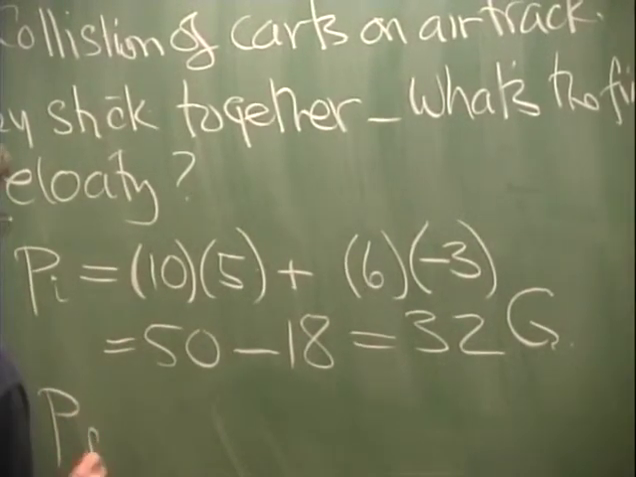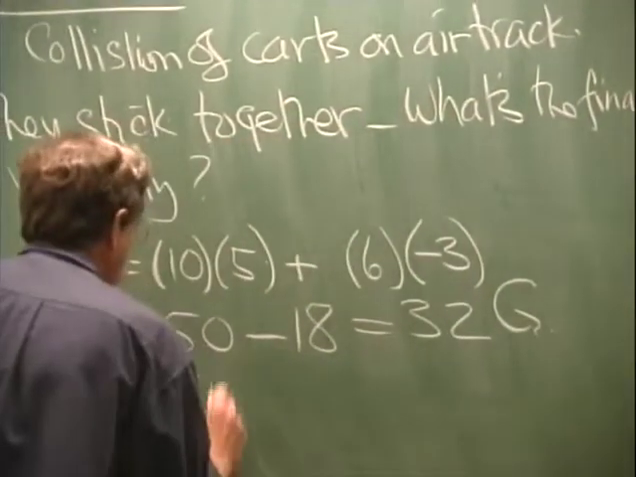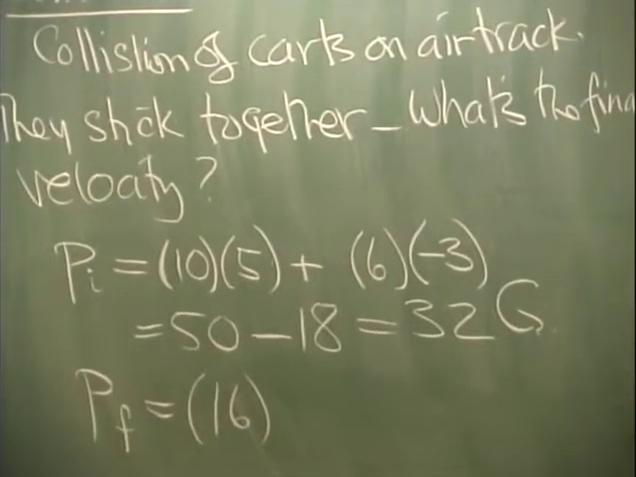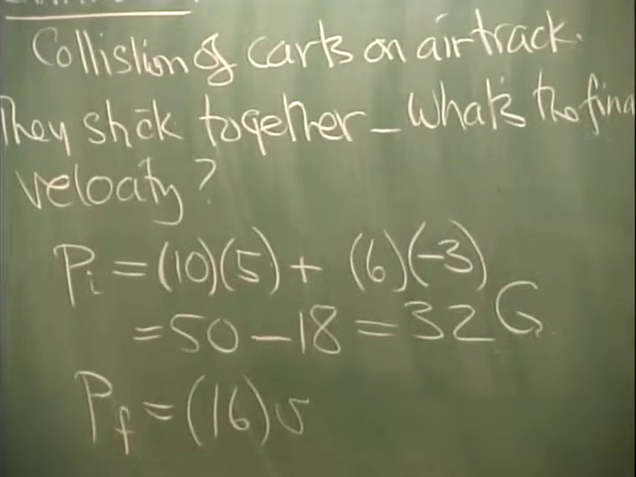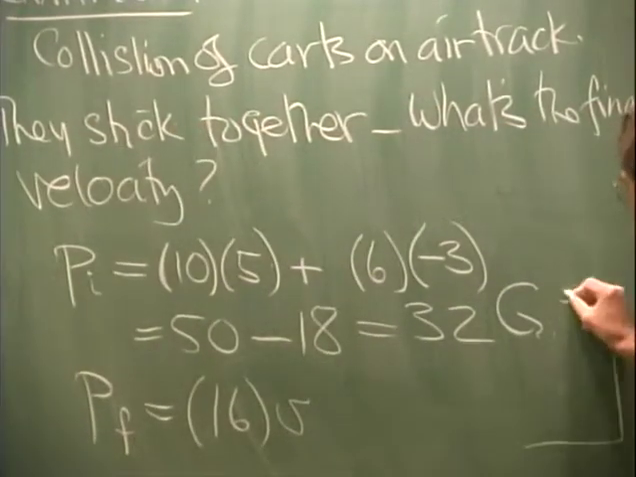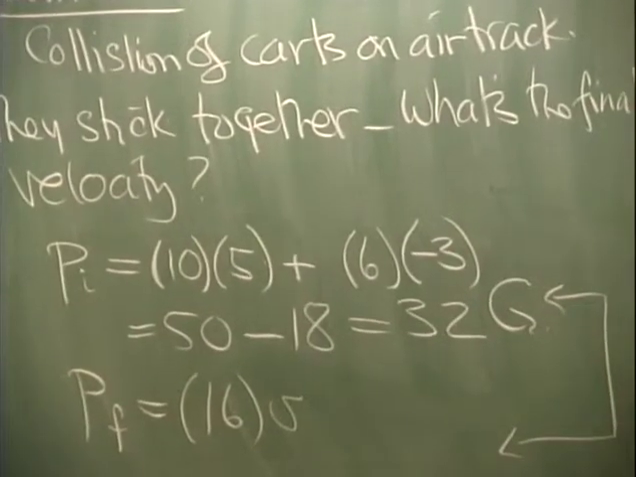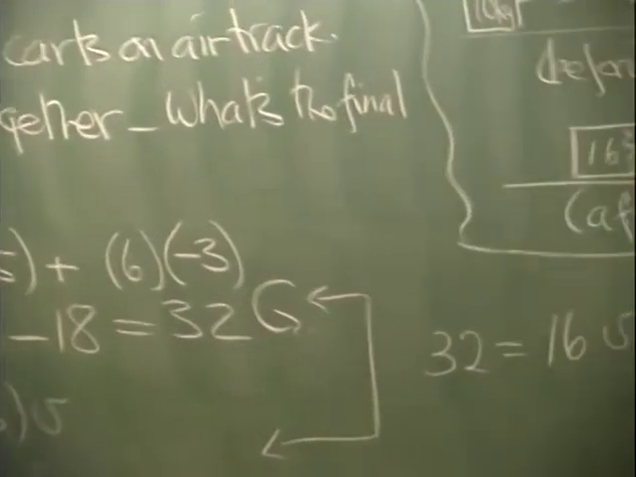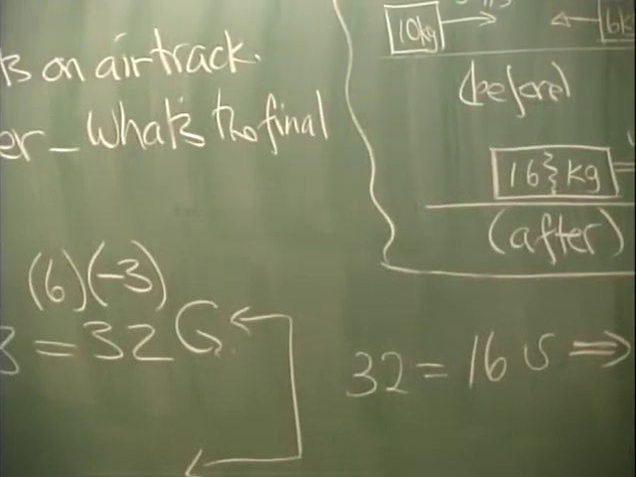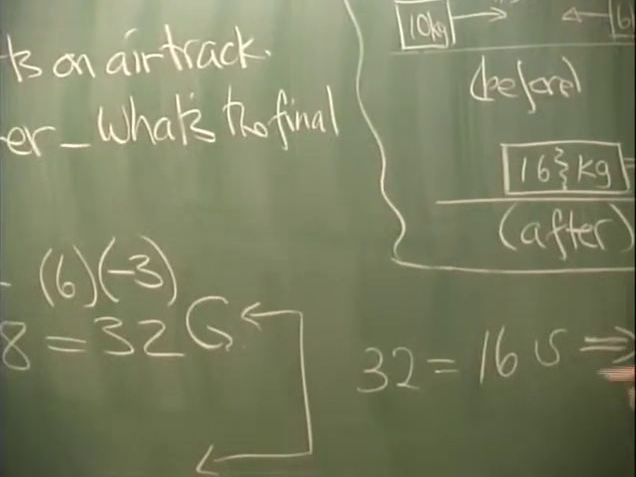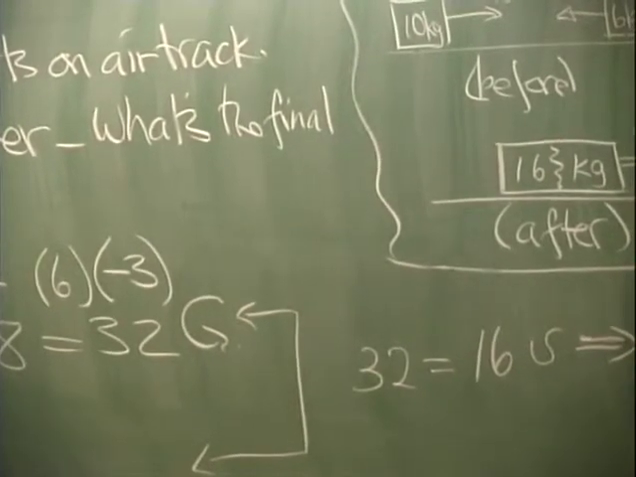The final momentum after the collision, well, the mass is now 16, and the velocity is, I don't know, that's what I'm trying to find. Conservation of momentum says that the initial momentum, 32, must be equal to the final momentum, 16 times v. You can tell I made up these numbers. 16 goes into 32 twice, so v is equal to 2 meters per second. There's the answer.